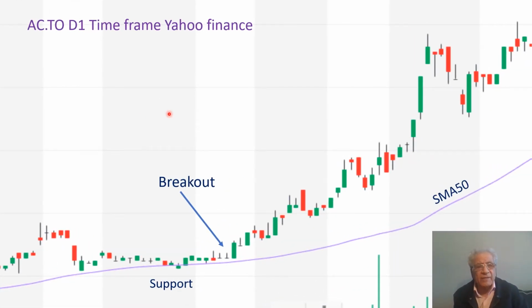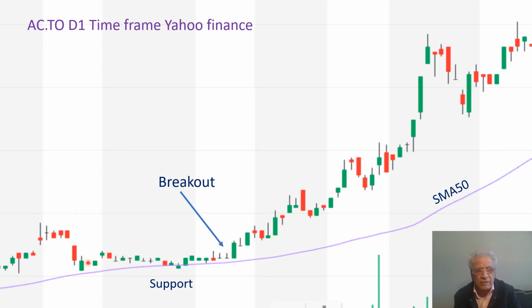This is Yahoo Finance Air Canada stock. Here I installed dynamic support and resistance, which is moving average with 50 days period. We see the trend is in a build-up situation. In this build-up situation, the candles are very tiny and small, and the volatility is low. There is not a considerable price movement.